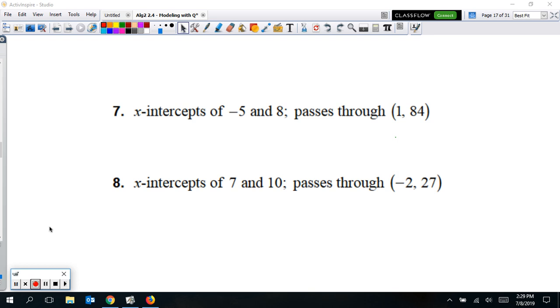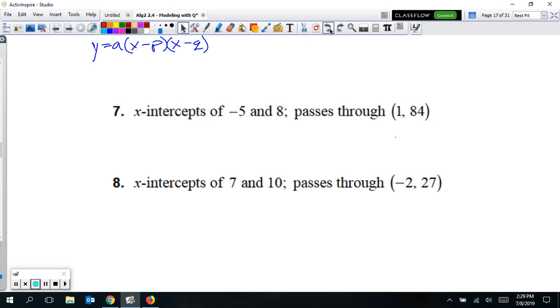Okay, so for 7 and 8, it's giving us the information, doesn't show us the graph. It tells us what the x-intercepts are, negative 5 and 8. So that would be our P and our Q numbers. So here's that form again. Let's just write that. You probably already have it, but I want to have that in front of us as we're going through this.